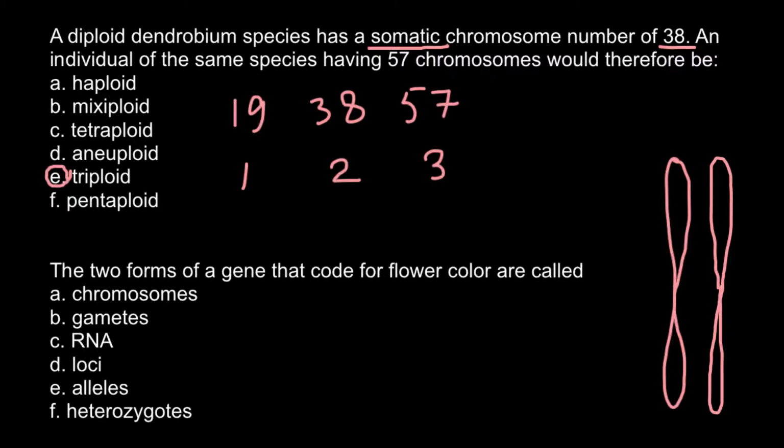Answer B, gametes. Gametes are sex cells. For example, humans have two types of sex cells. One would be sperm, another one would be egg cells, and both egg cells and sperm would have a haploid number of chromosomes. So only one of the homologous chromosomes would be found in a gamete.